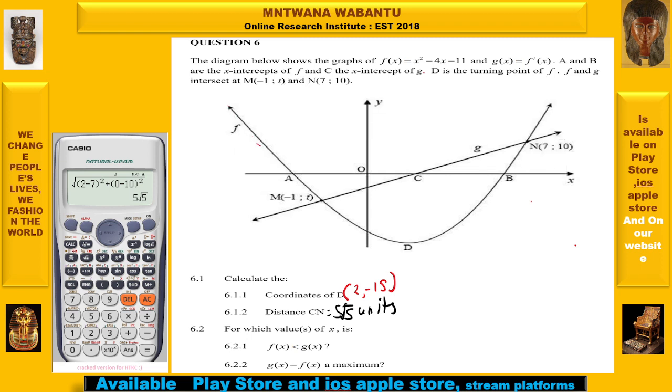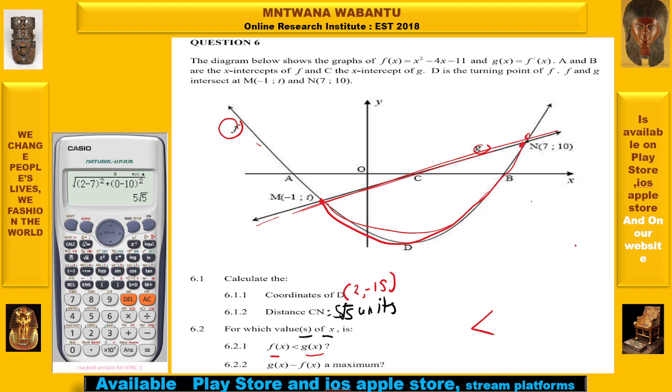Okay. They ask for which values of x. So they're looking for the values of x where f of x is below g of x, because this hand means below. Now, for which values of x is it below? We see this point is where they intersect. From this point onward, f of x is below g of x, but after, g of x is above.